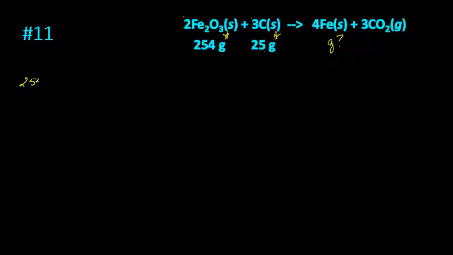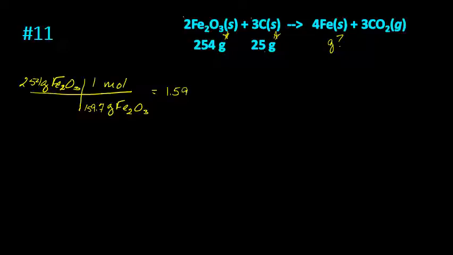So we have 254 grams of iron 3 oxide, and I need to convert that just to moles. So here we have grams of iron 3 oxide. We need to convert that to moles. Remember, molar mass is always per 1 mole. So that's 159.7 grams, which then gives us 1.59 moles of Fe2O3.